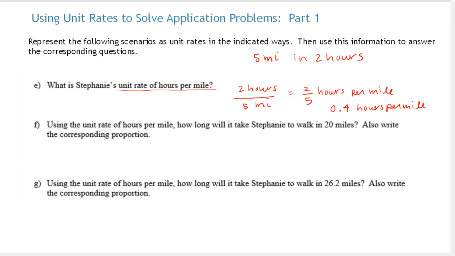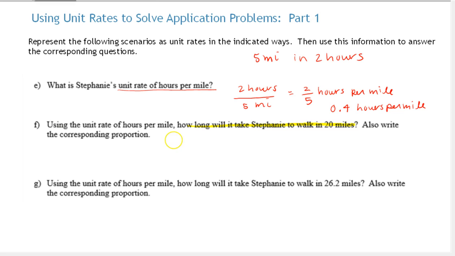Okay, so try to think about what this rate is referring to. So before we knew that she could go 2.5 miles in an hour. Now this is telling us how long it will take her to go 1 mile. So 0.4 hours is a little bit less than half an hour to walk a mile. Using the unit rate of hours per mile, we want to see how long will it take Stephanie to walk 20 miles. And again, Stephanie does not get tired.